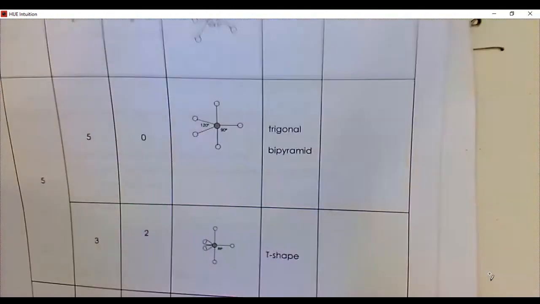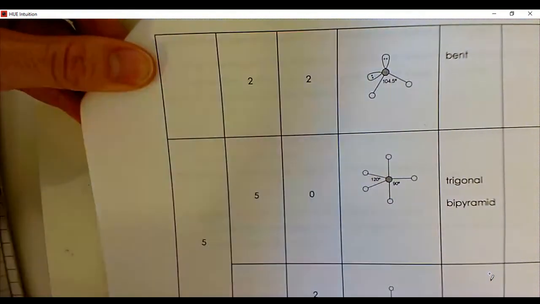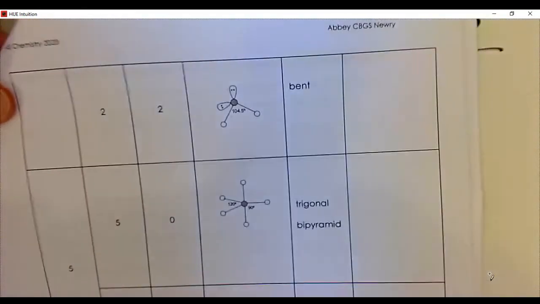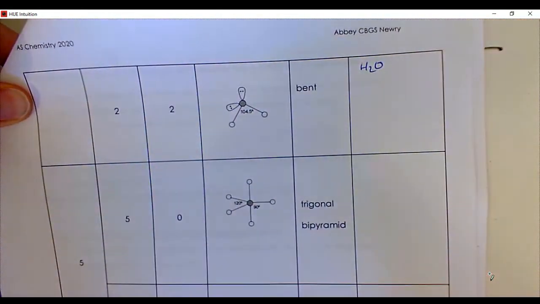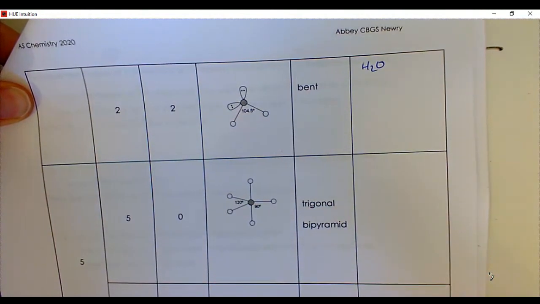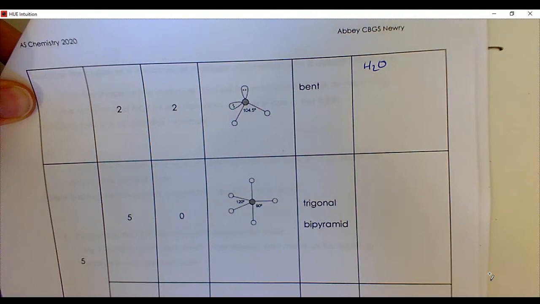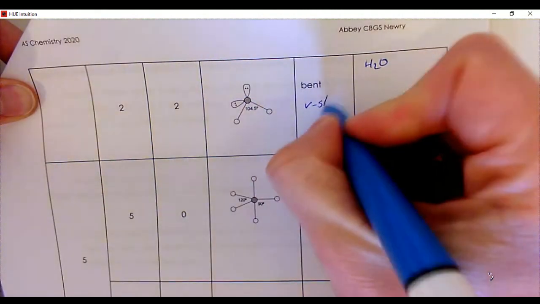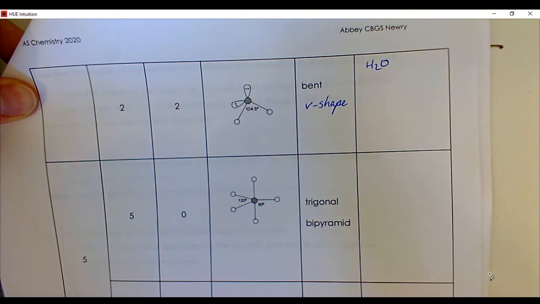Turn over the page. We're going to get to 2 bonding pairs, 2 lone pairs. Okay, so that matches up. So what we want to put in this last box here is examples of molecules that have that shape. So that means that the water molecule in 3 dimensions has a bent or V shape, sometimes called V shape. Bent is what they have in the specification, but V shape is okay as well.